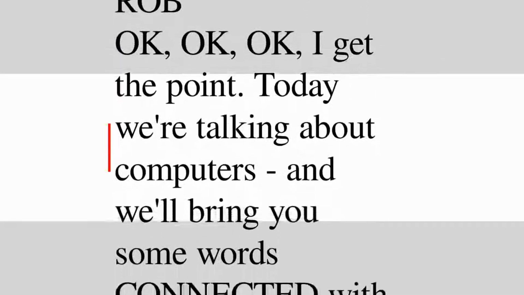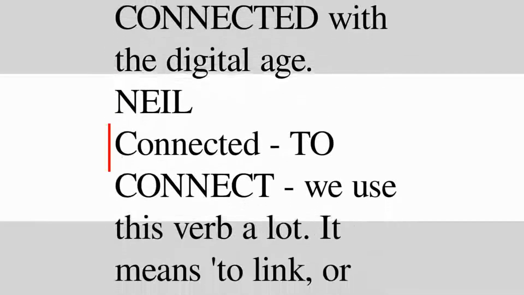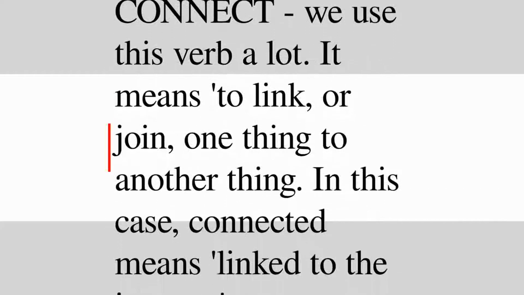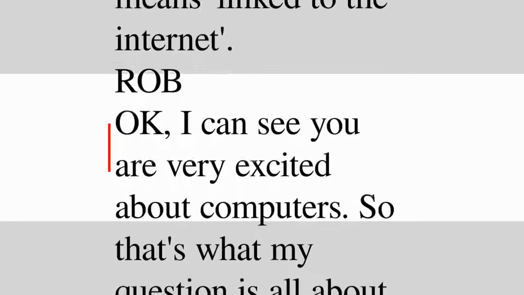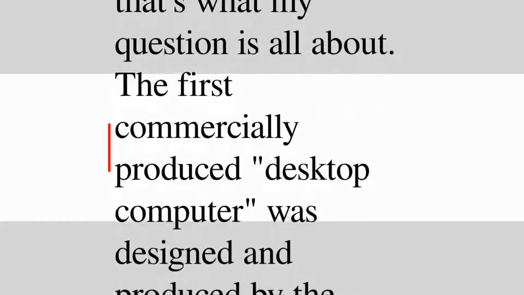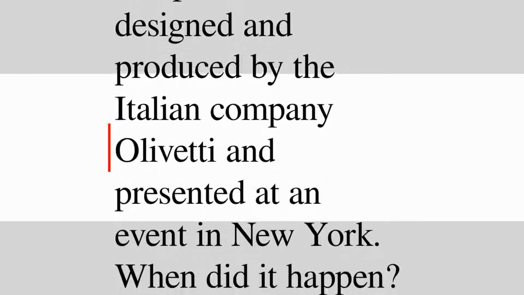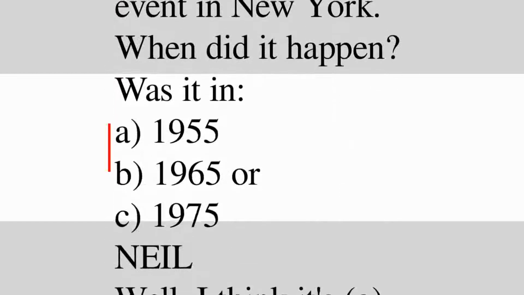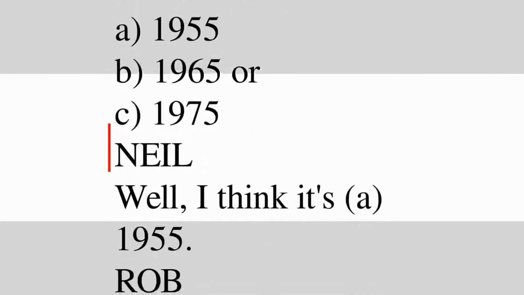Today we are talking about computers, and we'll bring you some words connected with the digital age. Connected. To connect. We use this verb a lot. It means to link or join one thing to another thing. In this case, connected means linked to the internet. Okay, I can see you're very excited about computers, so that's what my question is all about. The first commercially produced desktop computer was designed and produced by the Italian company Olivetti and presented at an event in New York. When did it happen? Was it in A, 1955, B, 1965, or C, 1975?